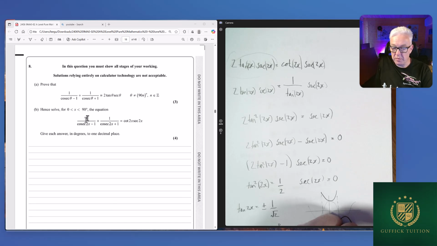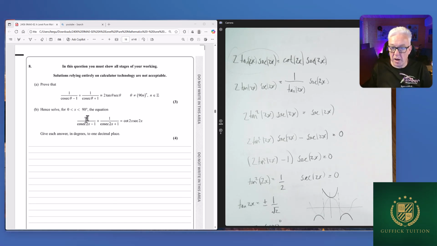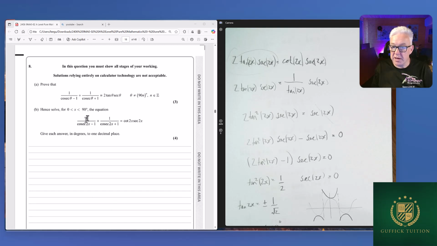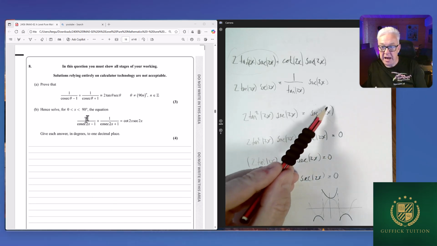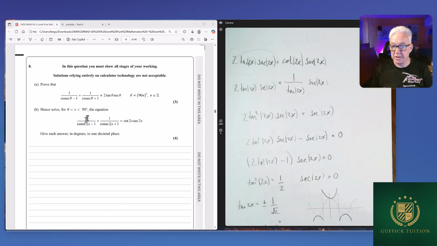Now, at this point, some people might be wondering, why couldn't I cancel out a sec 2x? Because I've got a sec 2x there and a sec 2x there. The reason that you cannot cancel those out is because you would lose the solutions that are going to come from sec 2x. So what you need to do is take the whole thing over to one side and factorize out the sec 2x, okay? Very, very important thing there, so you're not losing the solutions that come from the sec 2x.